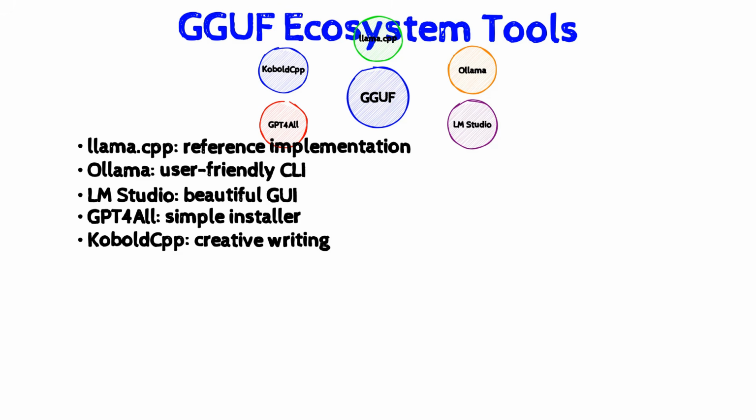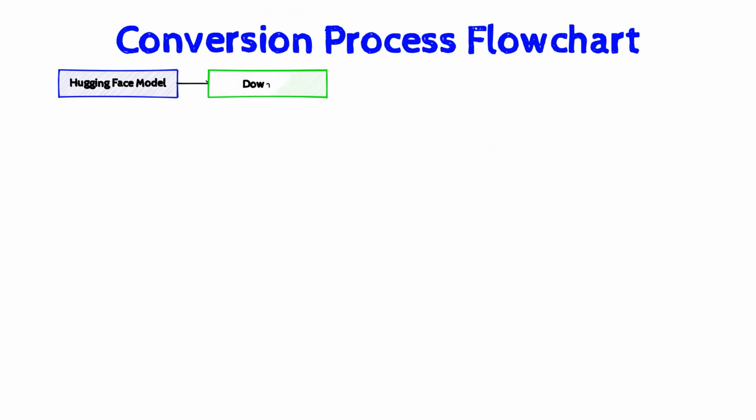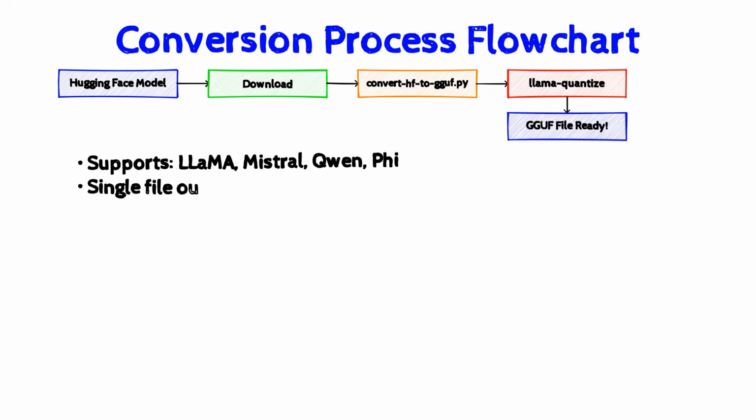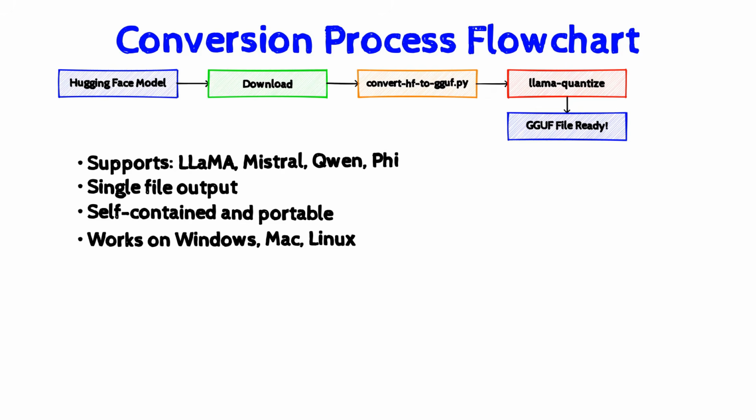Converting models to GGUF is straightforward thanks to tools provided by the llama.cpp project. You'll need Python installed, the llama.cpp repository, and a model from Hugging Face that you want to convert. The conversion process involves downloading the model in its original format, then running a Python script that transforms it into GGUF. This works for most popular model architectures including Llama, Mistral, Qwen, Phi, and many others. The process is well documented and supported by active community forums and guides.